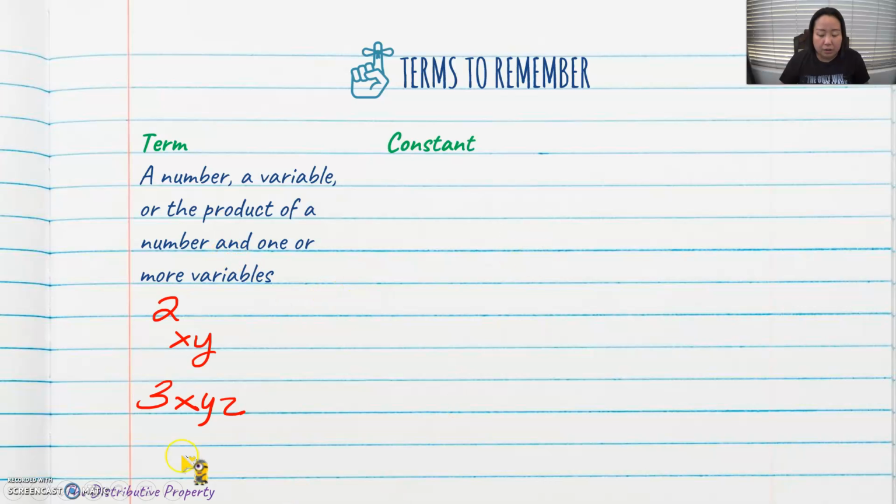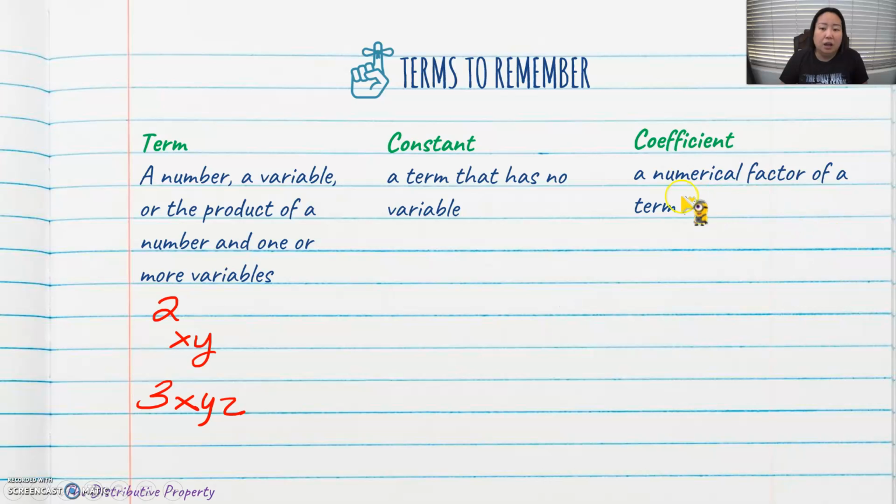Now, another thing that we would like to talk about is what we call the constant. A constant is a term that has no variable. So it is just a number. A coefficient, on the other hand, is a numerical factor of a term.